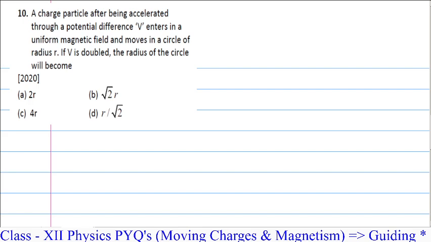In this particular question, a charged particle after being accelerated through a potential difference V enters a uniform magnetic field and moves in a circle of radius r. If V is doubled, what will the radius of the circle become? This is a question that came in 2020.